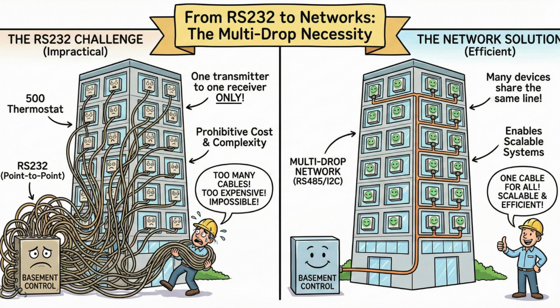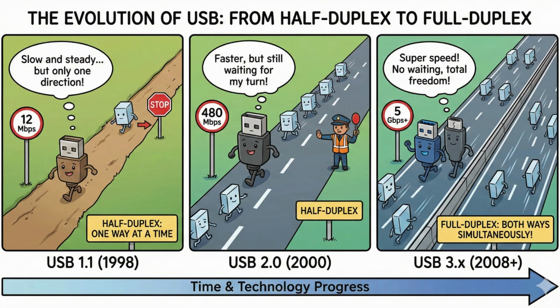Scalability and evolution. As our systems grew, we faced a challenge. Old standards like RS-232 were point-to-point, one wire for every device. Look at the building on the left. It's a wiring nightmare. The solution is a multi-drop network, shown on the right. By using a bus system like RS-485 or I2C, multiple devices can share the same cable. Scalable, efficient, and clean.